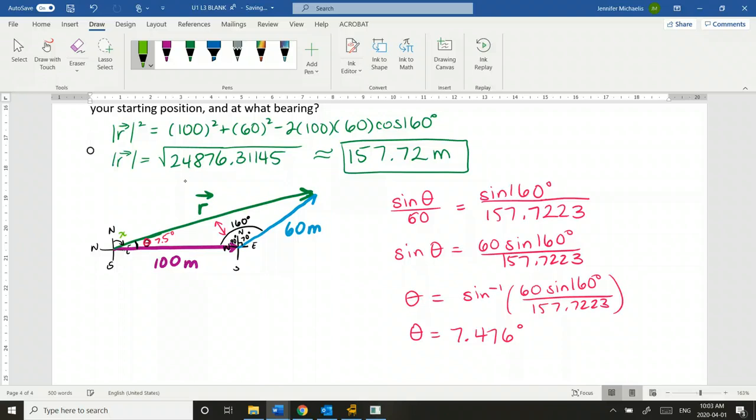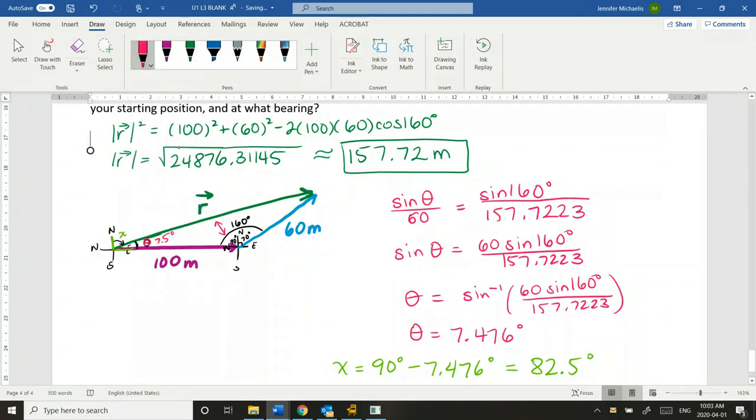I want this measurement here, so potentially let's just call that x. What I know between the north and the east line is that that's a 90-degree angle. So if I want to find x, I'm just going to simply take 90 degrees and subtract the angle that I got above, and that's going to give me my north-east measurement. So that's going to give us 82.5 degrees.